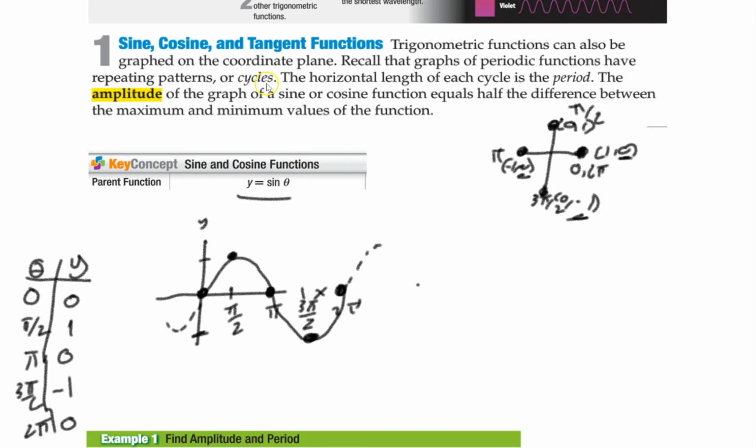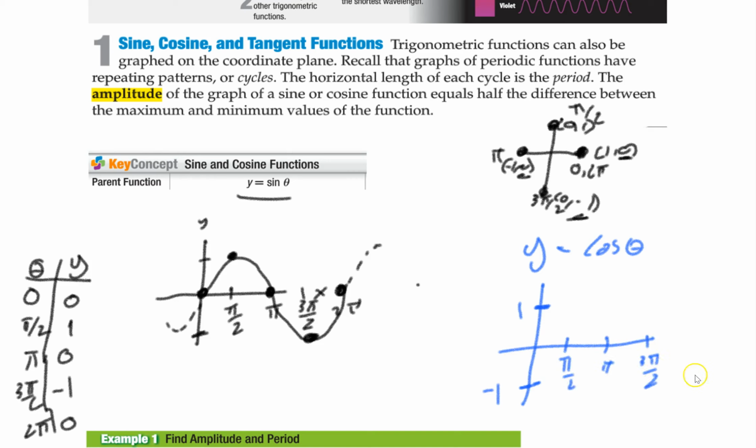I could do the exact same thing for cosine. Let me show you a basic cosine graph, and then we'll talk about these graphs in general. I'm not going to do the table, but I'll do the same idea. So let's say this is 1, negative 1. Let's use the same values: pi over 2, pi, 3 pi over 2, and all the way to 2 pi. So x is my y.